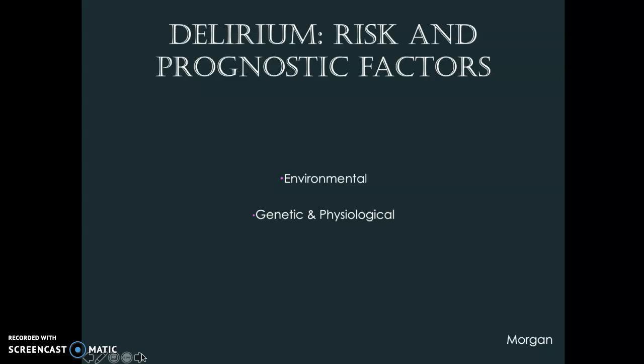So looking at risk and prognostic factors, environmental: delirium may be increased in the context of functional impairment and mobility, history of falls, low levels of activity, and use of drugs and medications with psychoactive properties. Genetic and physiological: both major and mild neurocognitive disorders can increase the risk for delirium and complicate the course of it. Again, older individuals are especially susceptible to delirium compared to young adults.